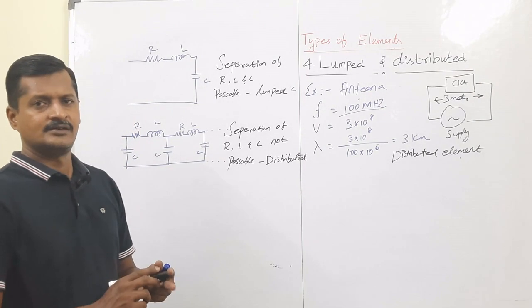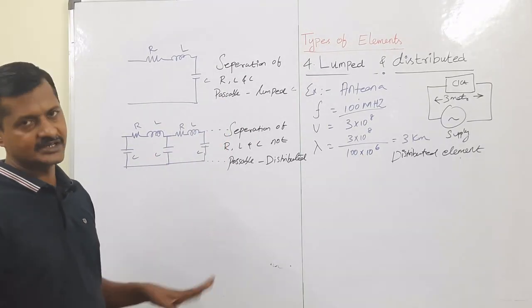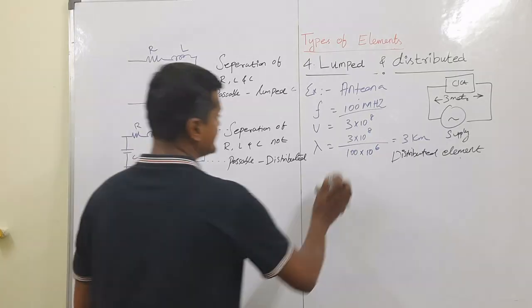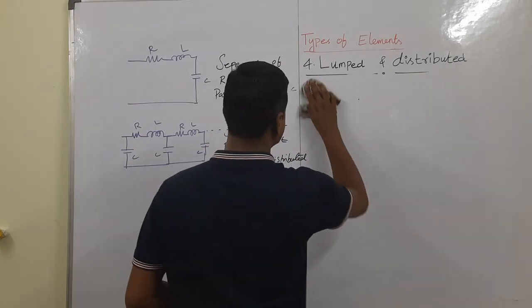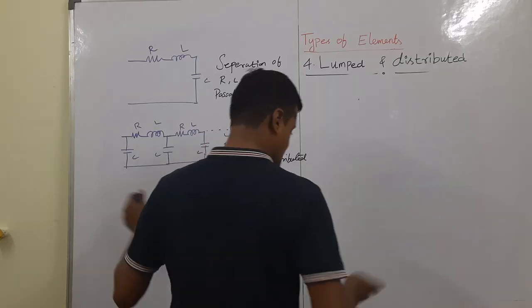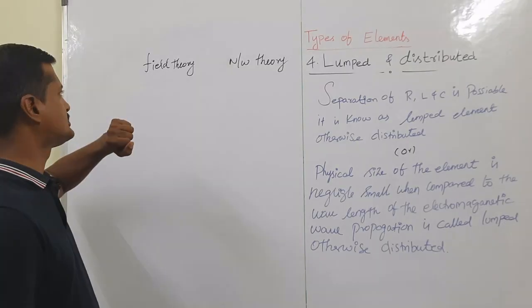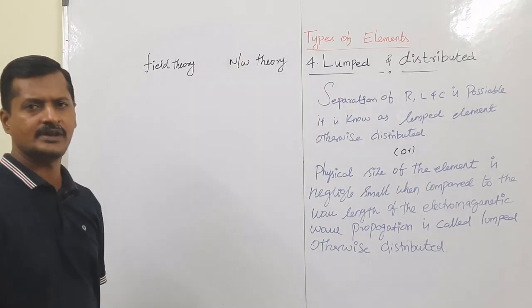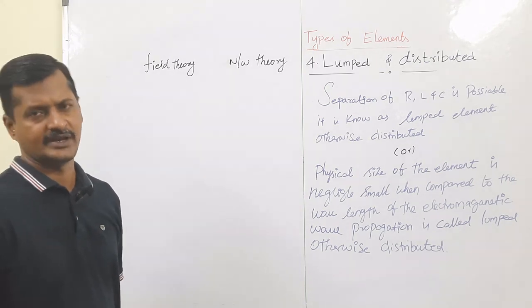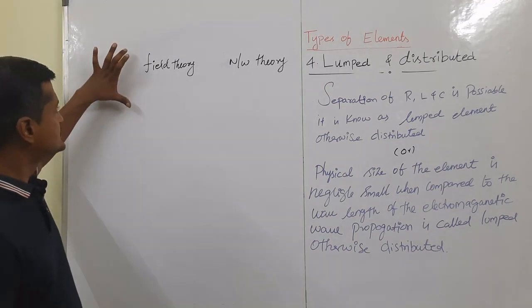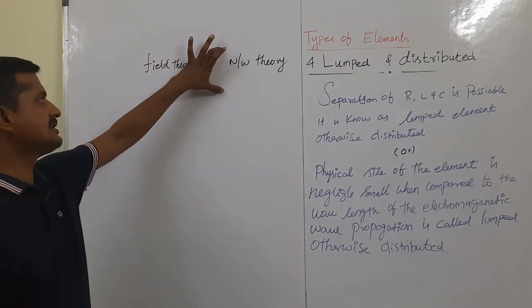Clear? So based on this, we have read the definition and note point for lumped and distributed networks. That is the first one, separation of RLC. Next topic is field theory and network theory. We have two theories, field theory and network theory, right?